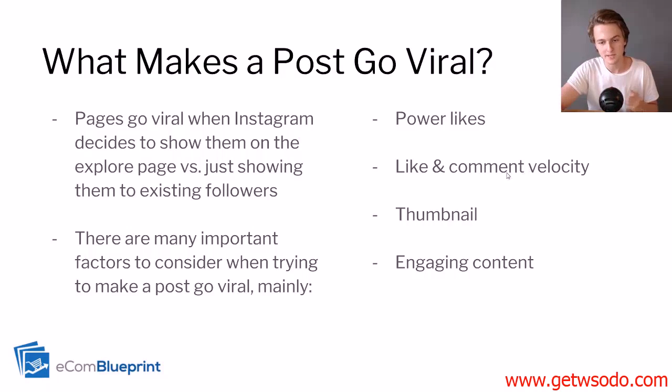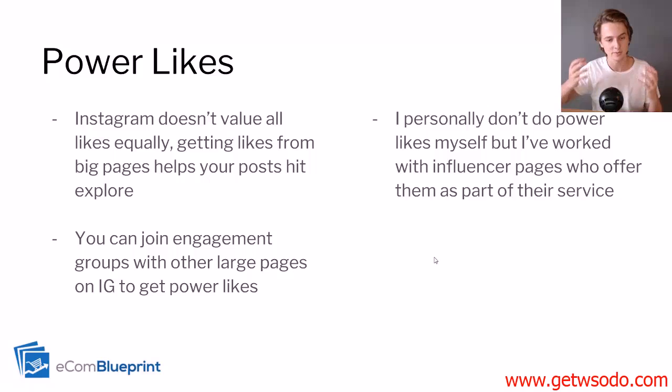So these are the four main factors in my experience that matter the most when you're trying to get a post ranked on the Explore page. I'm going to break them down individually. The four factors are power likes, like and comment velocity, the thumbnail, and how engaging your content is. So power likes, what are power likes?